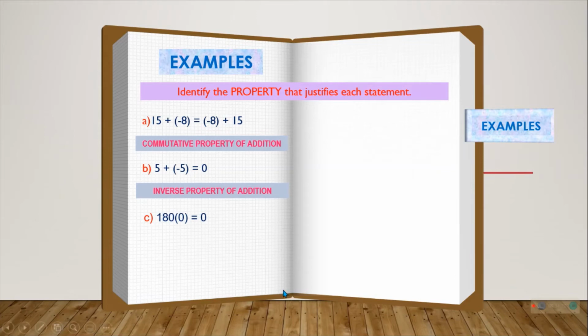180 times 0 is equal to 0. Since 0 was multiplied by 180, that is the zero property of multiplication.